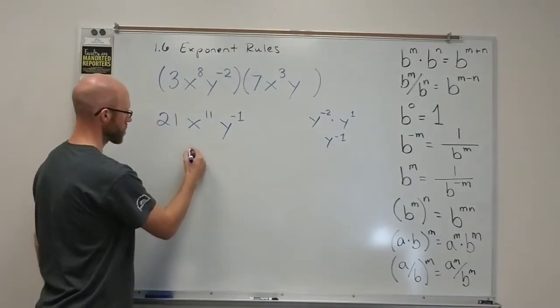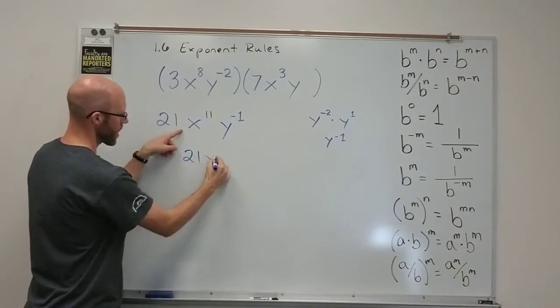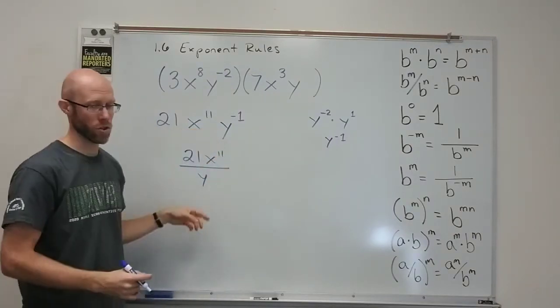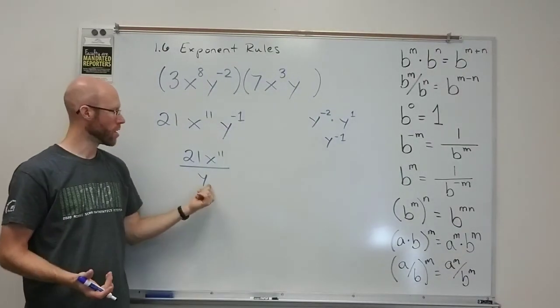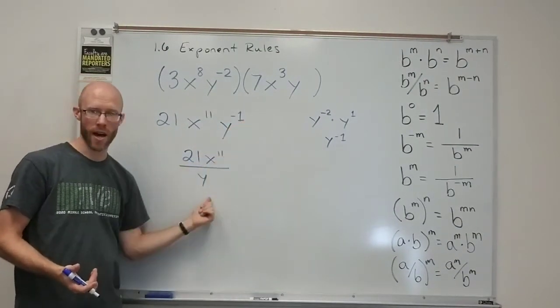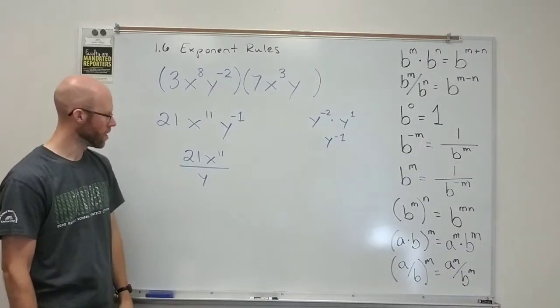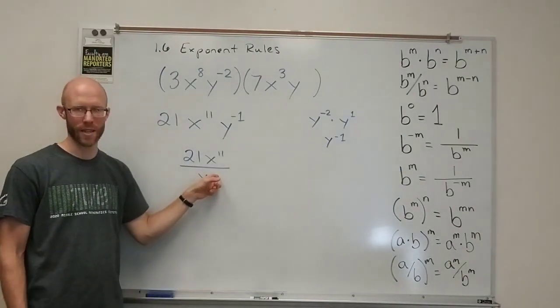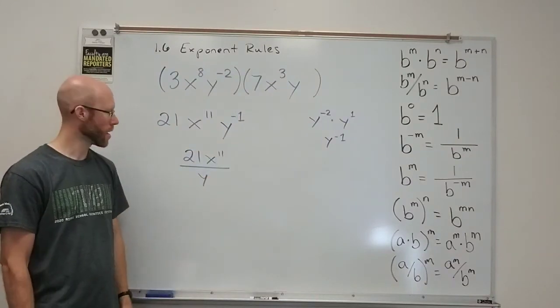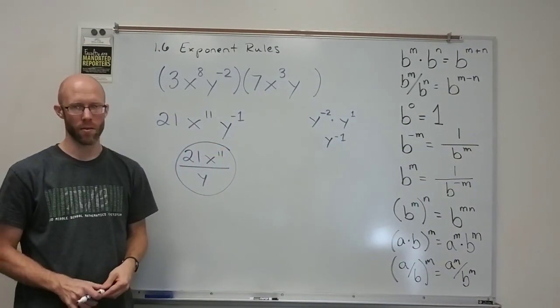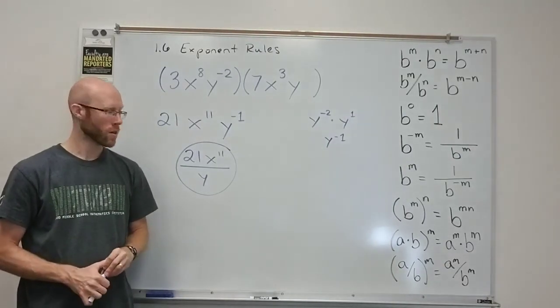So final answer will be 21 x to the 11th over y now to the 1, or positive 1, because when I move the negative 1 down as an exponent, it becomes positive. Again, I'm not going to write the 1 in there, it's unnecessary. Okay, so that would be our final answer on that one.